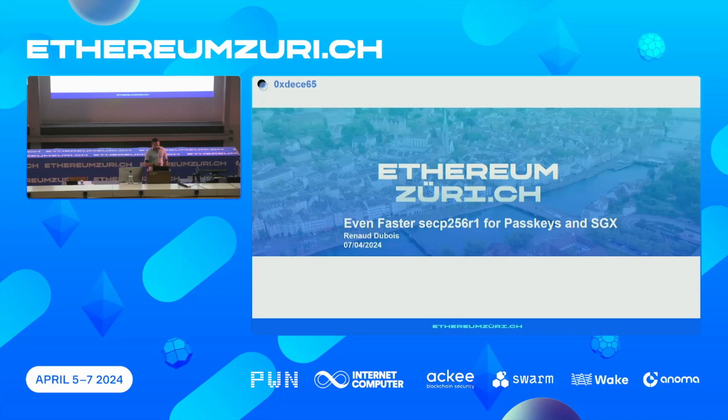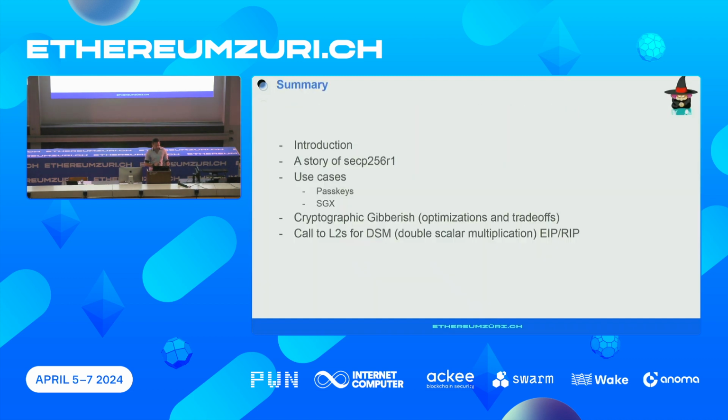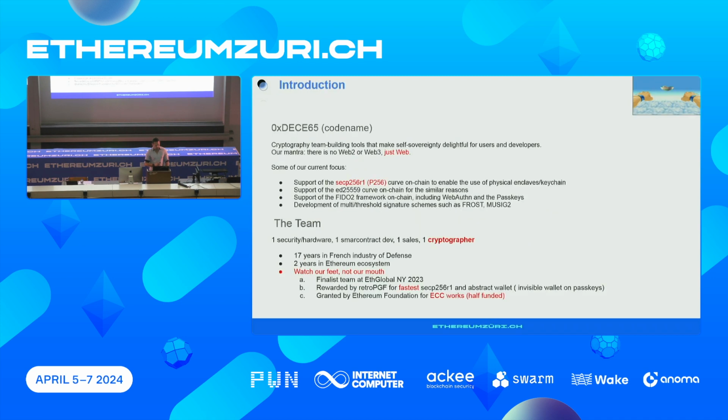So we are going to talk about P256 R1, which actually is the elliptic curve used in Passkeys and Intel Enclave SGX. So briefly, our team, we are 4 former Ledger Innovation.